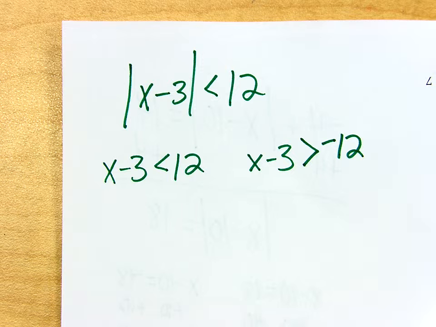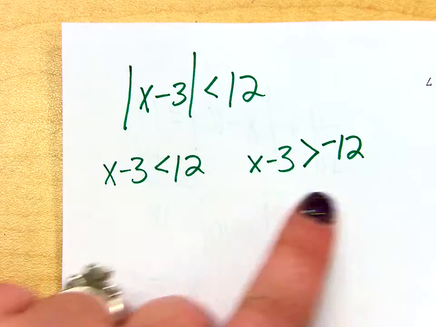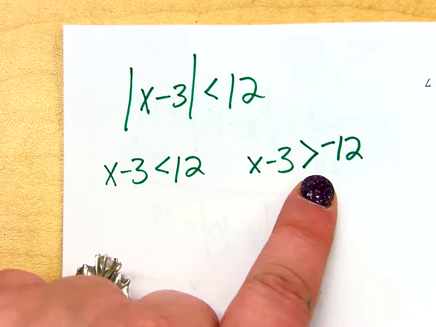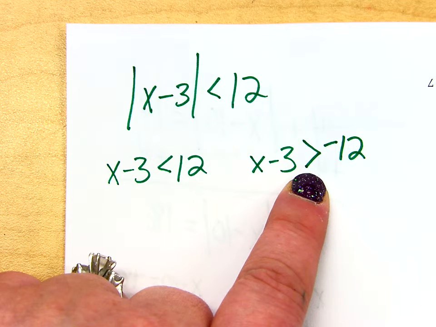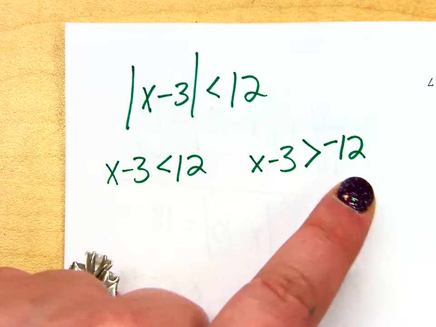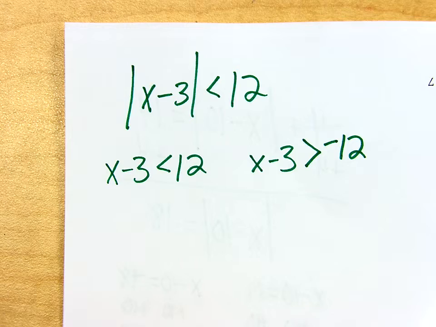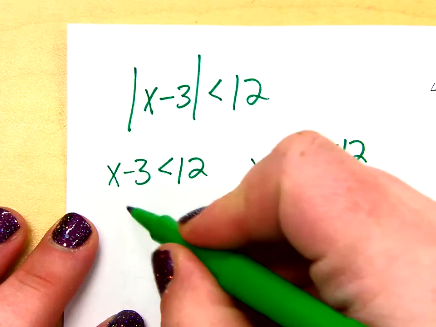And remember, we do that because in negative land, everything flips around. 5 is greater than 3, but in negative land, negative 5 is now less than negative 3. So there's the one thing that you need to remember with an inequality. You have to flip the symbol over, and you take the opposite of the side. Now I have two separate inequalities. I'm going to solve them separately.